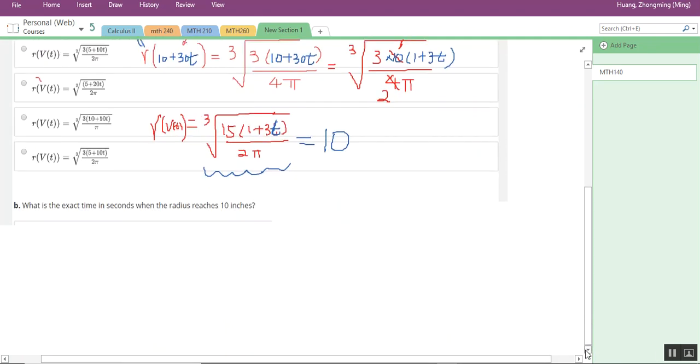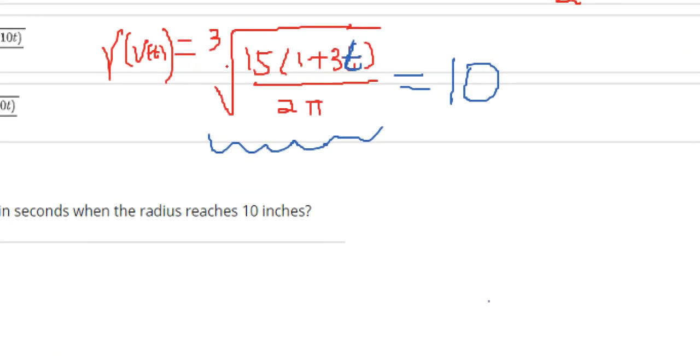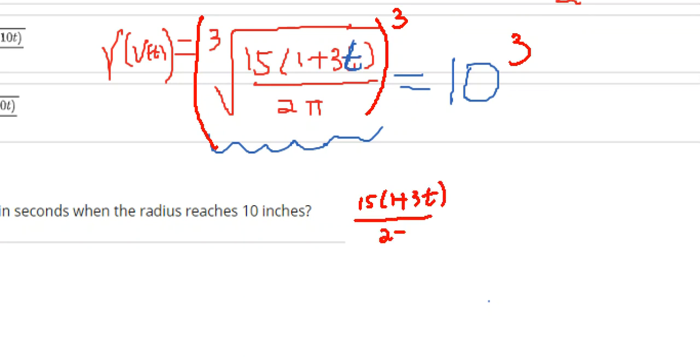The problem can be solved by raising to a power. So let's zoom in a little bit there. So how would I solve this problem? I'm gonna raise this to power 3 because this is a cube root. I want to raise to power 3. So that's what I would do, right? So when we raise to power 3, the left side, the cube root will be gone. So you have 15, 1 plus 3t divided by 2 pi equals 1,000.